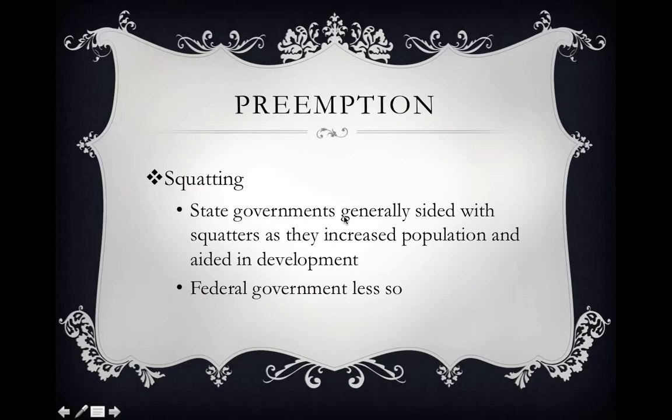State governments generally sided with squatters, mostly because it increased the population. Also, if it was a territory trying to get statehood, the greater your population, the closer you were to meeting the population threshold to be admitted as a state in the Union. So if you allowed squatting, you allowed individuals to increase your population. State governments generally cast a blind eye at squatting because it was in their best interest for population and development to occur. The federal government didn't look so kindly on the issue of squatting and preemption.